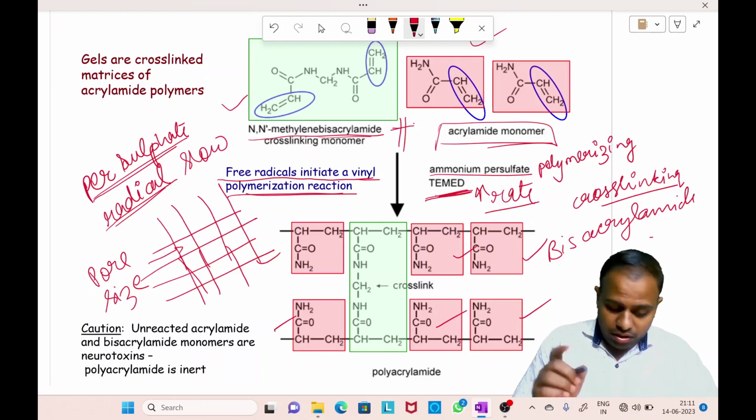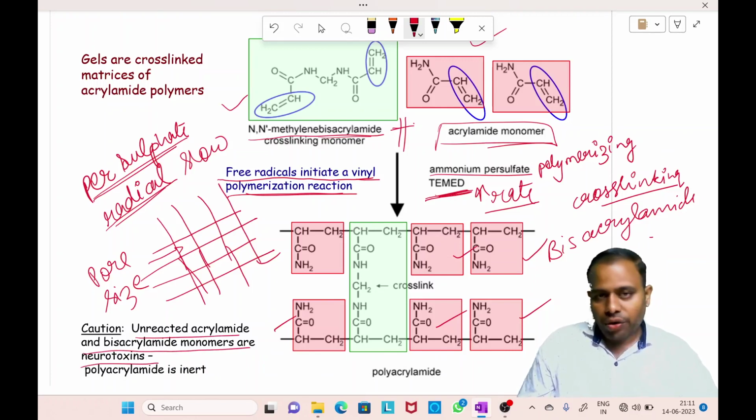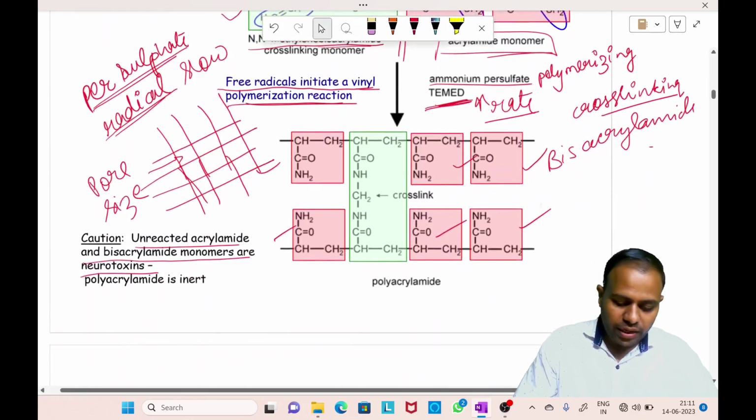There's a caution here. The unreacted acrylamide and bis-acrylamide monomers are neurotoxins. I already told you earlier. So therefore, it has to be dealt with very carefully.